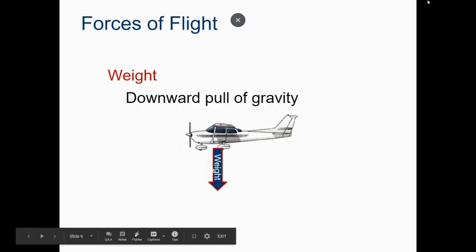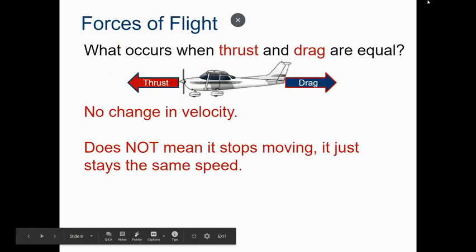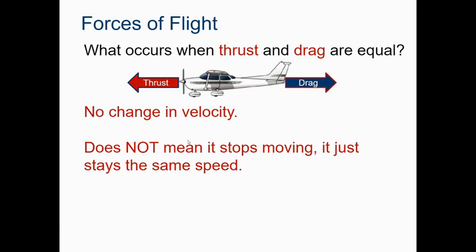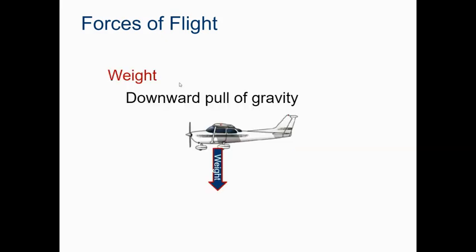Now there's another scenario we can talk about. If we wanted to speed up the aircraft, we would increase the thrust. If we wanted to slow down the aircraft, we would decrease the thrust. And that's kind of how you speed up and slow down in the air. You make the thrust larger or smaller.